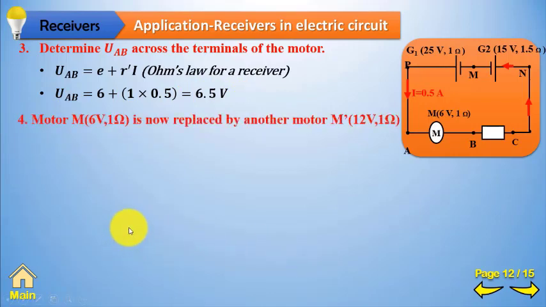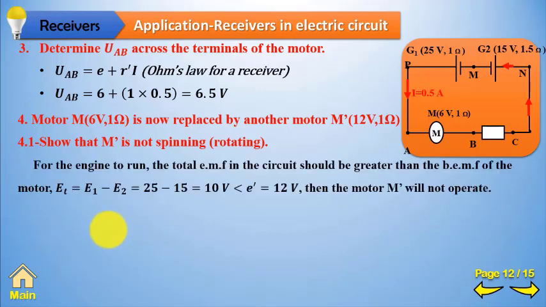Now the motor M is replaced by another motor M prime of back electromotive force 12 volt and internal resistance 1 ohm. Show that M prime is not spinning or rotating, in other words, is not functioning in the electric circuit. For the engine of the motor to run, the total electromotive force in the circuit should be greater than the back electromotive force of the motor.